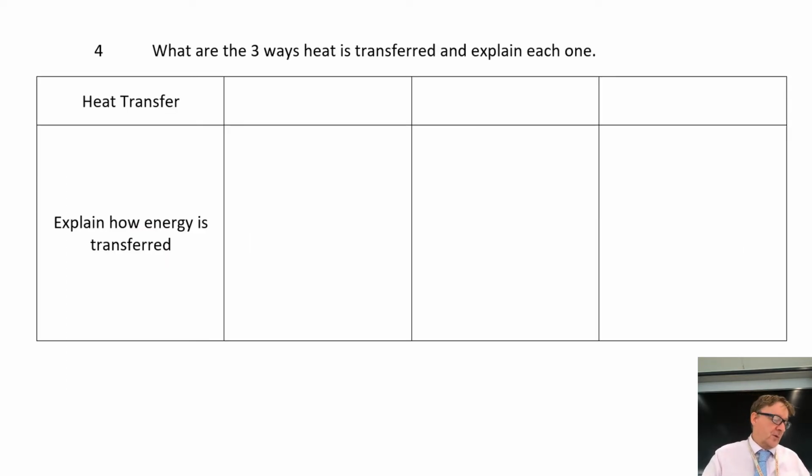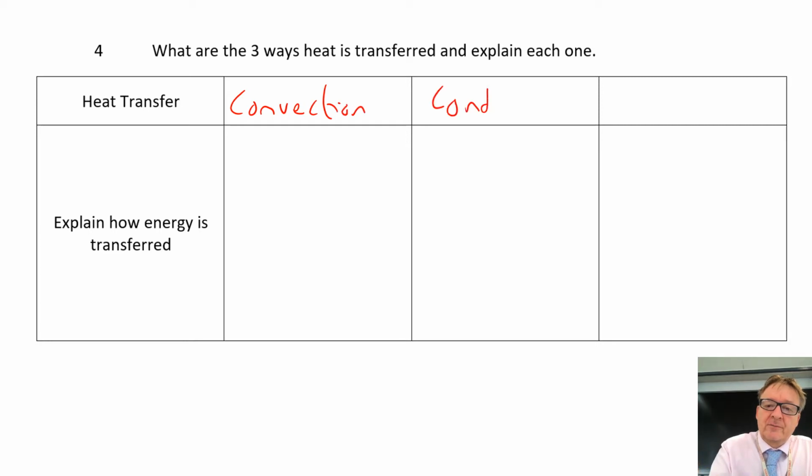Question number 4, all right? What are the 3 ways heat is transferred, and explain each one. Now these are then the ones that we talked about before. So what we've got is we've got convection, we've got conduction, and we've got radiation. Oh my god, my writing is terrible.